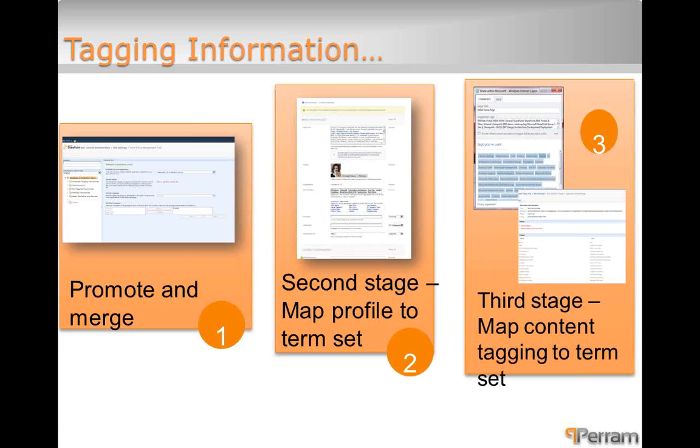Initially, on the left-hand side, this is where you manage and promote your information in the metadata. In the second step, I go to the properties of a document and attach some information. And at the third stage, I can map the information within the document properties to how I want to present it in search, for example.